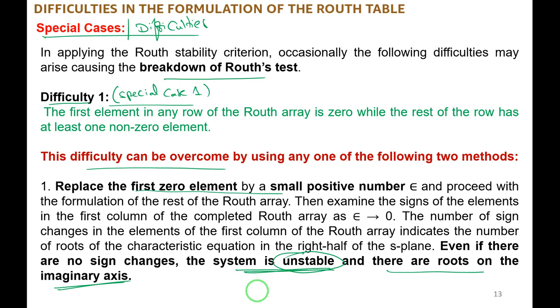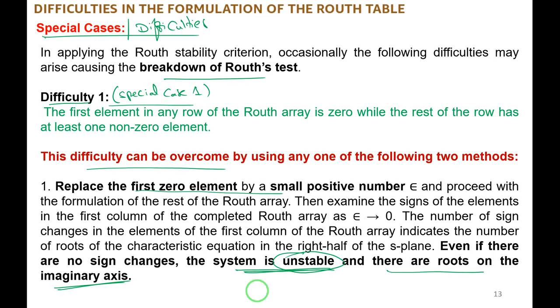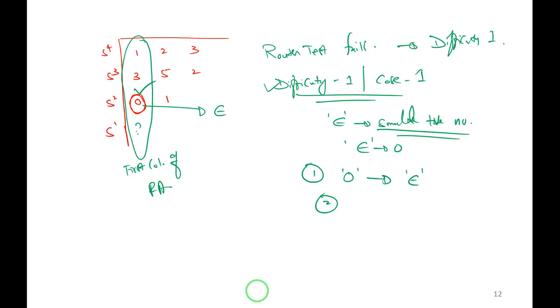Okay, 10:55, I think we will stop here only, difficulty 1. The next, okay. This is one way of overcoming it. This is the first method. Replace 0 by epsilon and formulate the Routh array. Proceed with the Routh array and observe the first column elements.